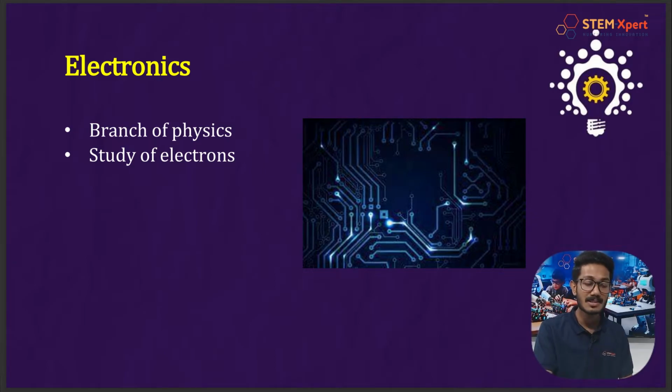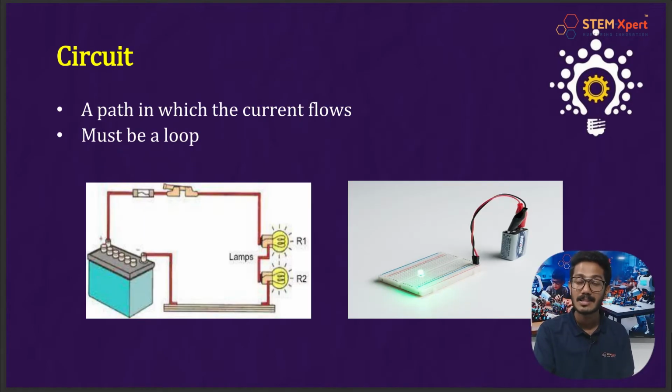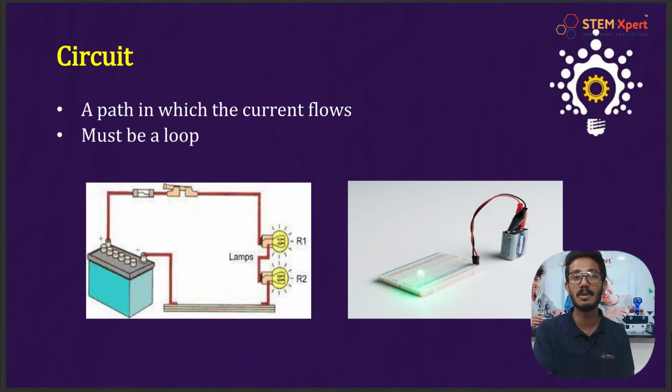Okay, so let us discuss what is an electronic circuit then. Circuit means a path in which current flows. It must be a loop or closed loop. As you can see in this image, the connection starts from the positive of the battery and goes through each and every component like our switch, lamp and returns back to the negative terminal of the battery. So what happens here? Exactly, it forms a closed loop, right? So that's why we said an electronic circuit must be a loop. I hope you have understood the concept of electronics and electronic circuit.